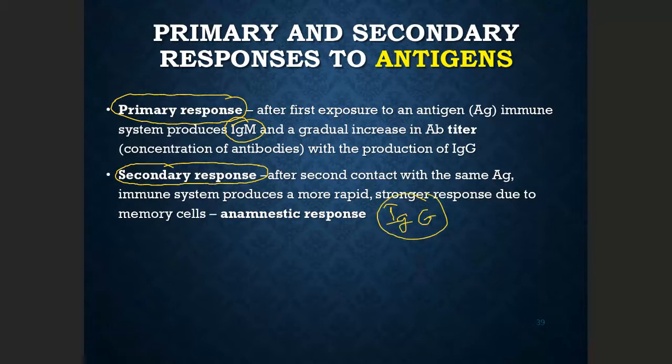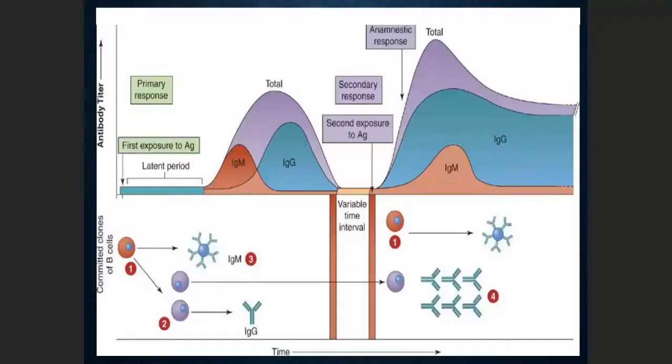Okay, so the IgG will be increased as the second response, and this IgG is actually the one that will destroy the antigens, like the COVID-19, for example. So when our IgG increases, that's a good sign. That's a good sign because that's the time when the antibody, in this case IgG, will destroy the antigens.